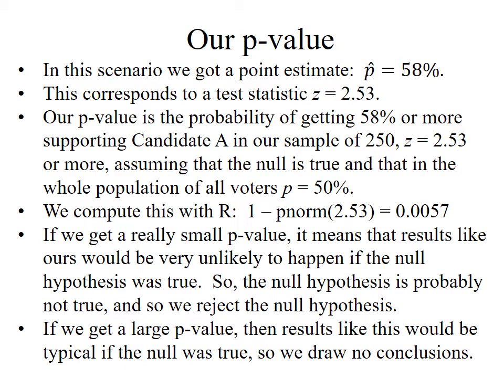On the other hand, suppose I got a large p-value. Suppose I got, I don't know, 50%. Well, that would mean results like this would be common, typical, average, ordinary. That'd be the sort of thing you would expect to get if the null were true.